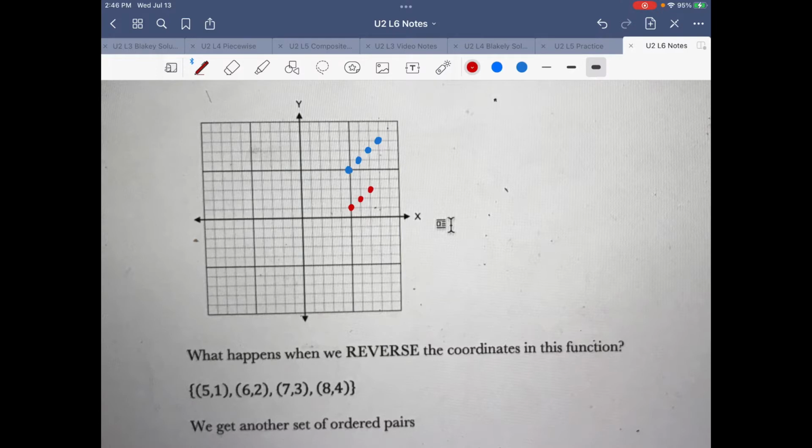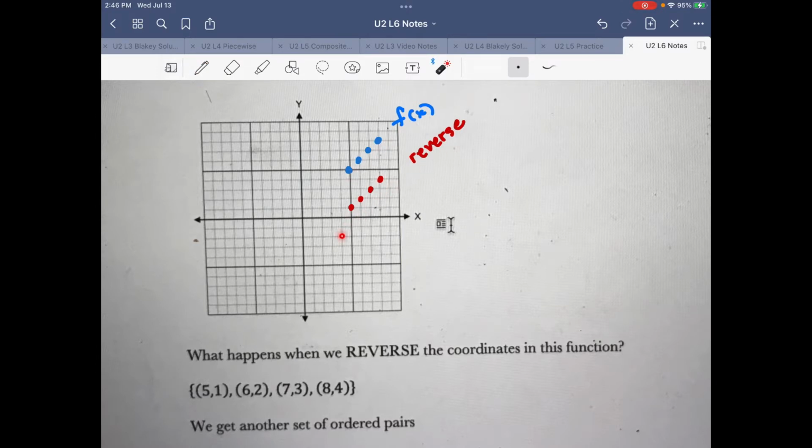All right, so when I look at these two things, this is my original, and this is the reverse. Does the reverse resemble the original relation? So here's my original relation right here. Here's my reverse. Well, it does. They do resemble each other.